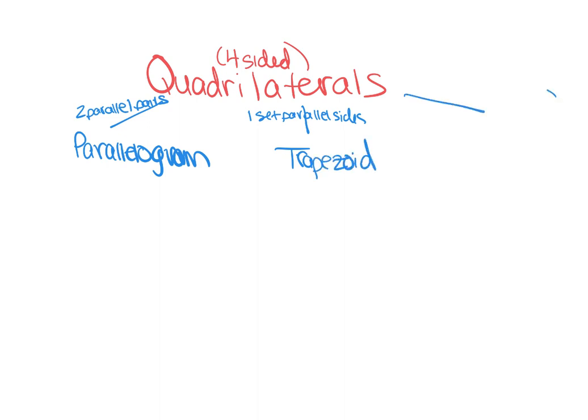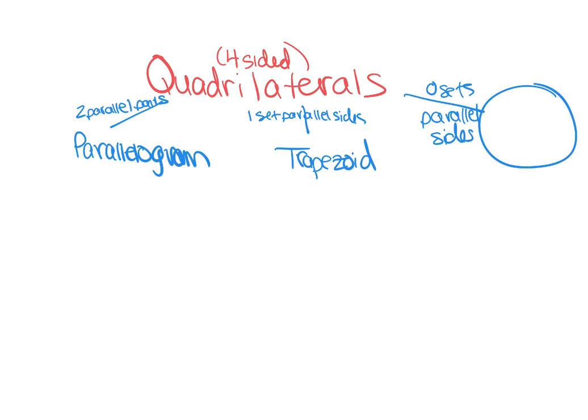Now, there is a whole other group over here that has 0 sets of parallel sides, and there's a lot of shapes that kind of fit in that, but we're not going to focus on any of those because they aren't really formal shapes that we work with quite often in the math world. But they do exist, right? We do have shapes that don't have any sets of parallel lines but have 4 sides.